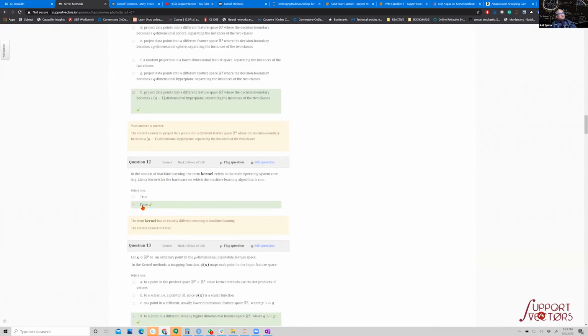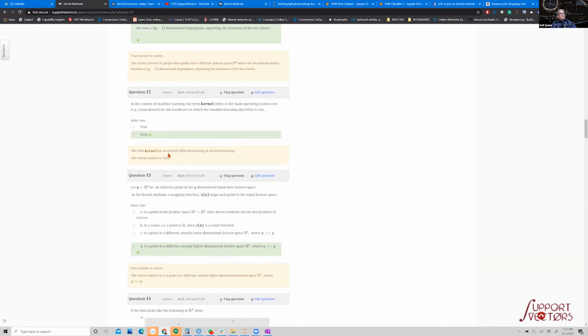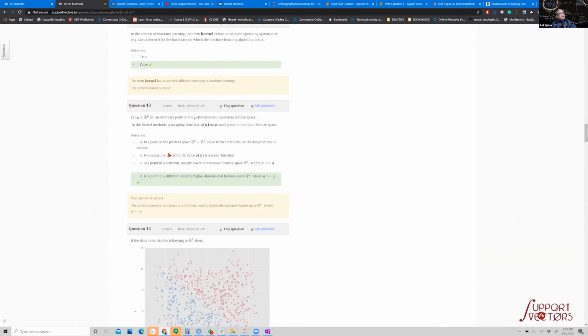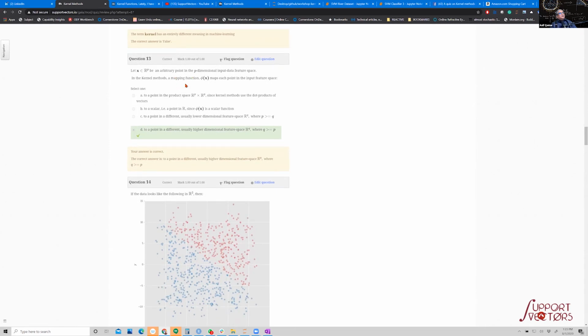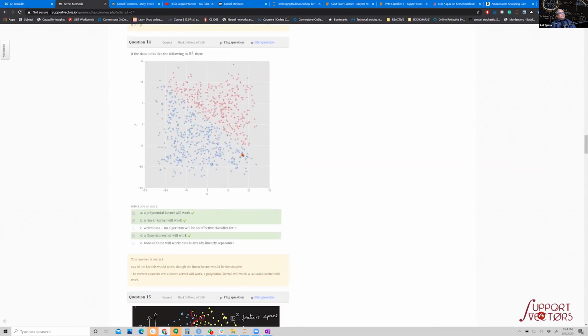Kernels do not stand for Linux kernels or Windows kernel or whatever. In machine learning, kernel is the definition that we just went through. Next question, let x belong to R^p. In the kernel method, the mapping function maps each point in the input feature space to a different point in the feature space, where the dimensionality of the other space is usually higher, right? Same or higher. In this particular case, what does the decision boundary look like? Linear, right? A straight line.